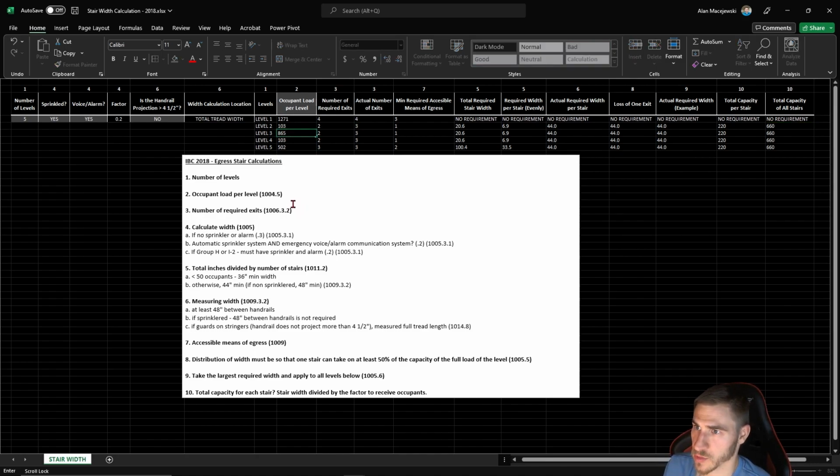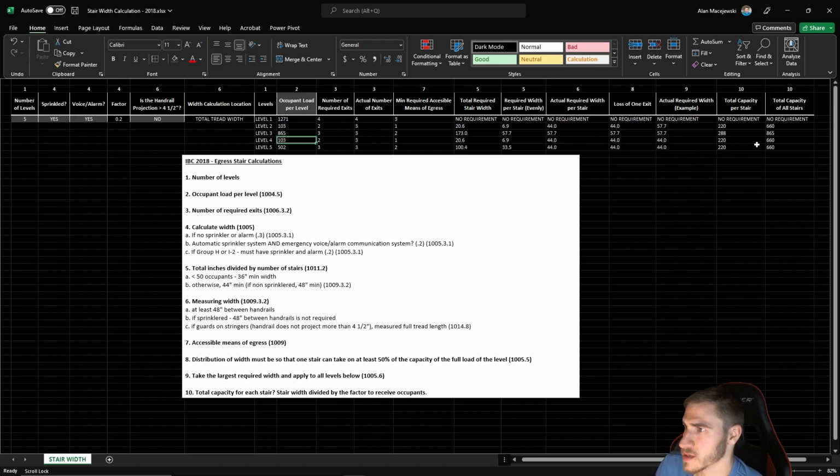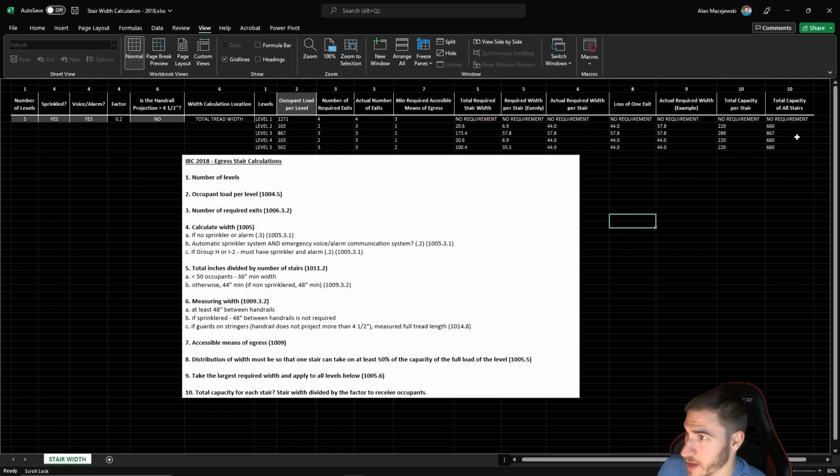If we make this one kind of giant, we can see here, yeah, we have this stair now being able to take on 867, which is the total, obviously. Basically, this is saying that if you see this, where the total here is equaling the total occupant load, well, that means that I'm over the minimum. So I need to make sure that I'm aware of that.